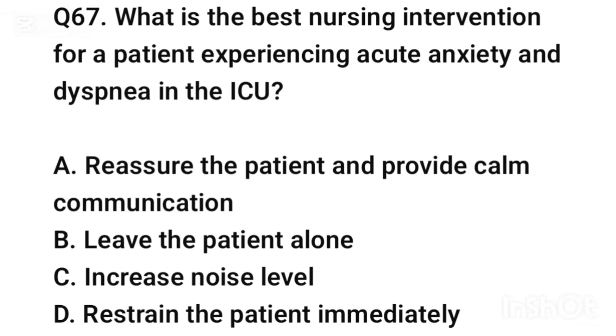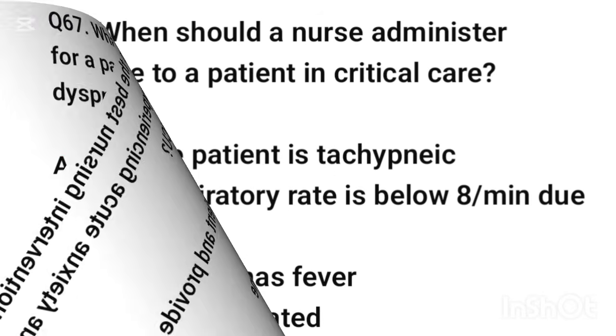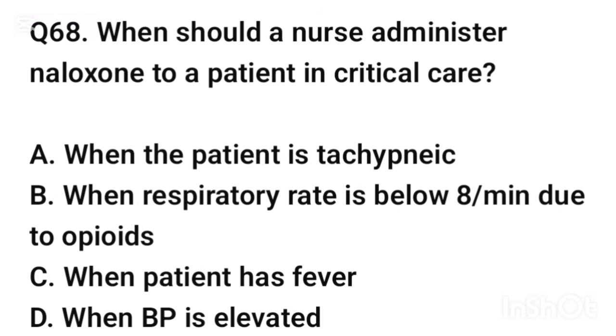Question number 67. What is the best nursing intervention for a patient experiencing acute anxiety and dyspnea in the ICU? The correct answer is option A. Reassure the patient and provide calm communication. Question number 68. When should a nurse administer naloxone to a patient in critical care? The correct answer is option B. When the respiratory rate is below 8 breaths per minute due to opioids.